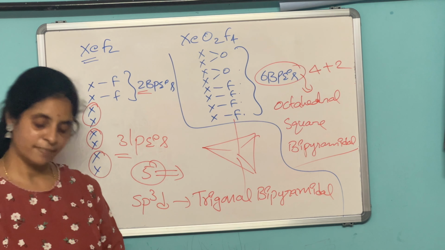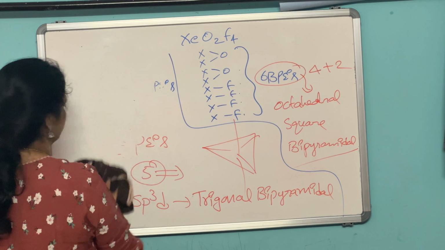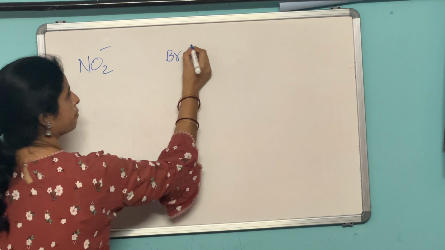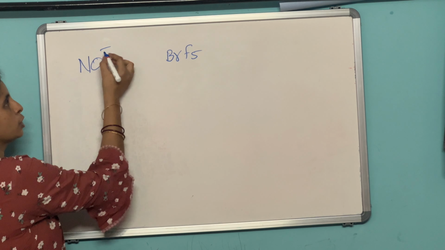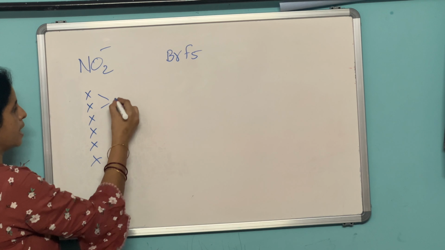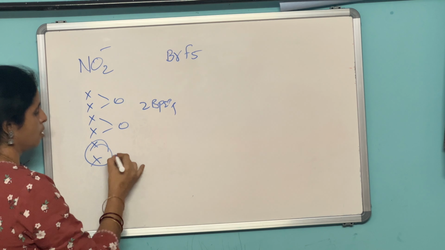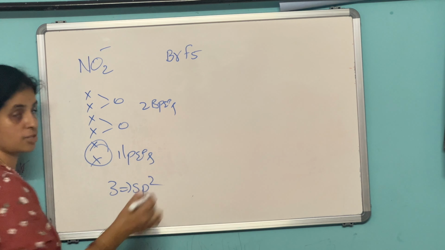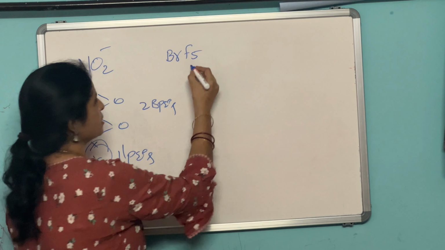Clear? We'll discuss another example if you want. NO2 minus and BrF5. Now tell me what is the hybridization involved in these two. Nitrogen belongs to 5th group. 5 plus 1, 6. 1, 2, 3, 4, 5, 6. 2 oxygen atoms, so 2 bond pair of electrons and 1 lone pair of electrons. So altogether 3. 3 means sp2 hybridization, trigonal planar geometry. Clear?